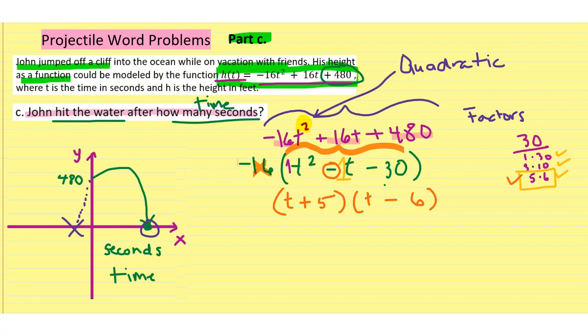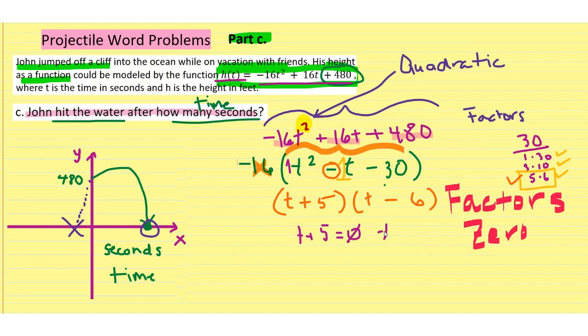Okay, so we need to understand and remember these are our factors of our original polynomial. So are the factors our solutions? No. The next thing we do is the zero product rule. Zero product rule says that we're going to say t plus 5 is equal to 0, and we're going to say t minus 6 is equal to 0, and then we're going to use order of operations to solve that.